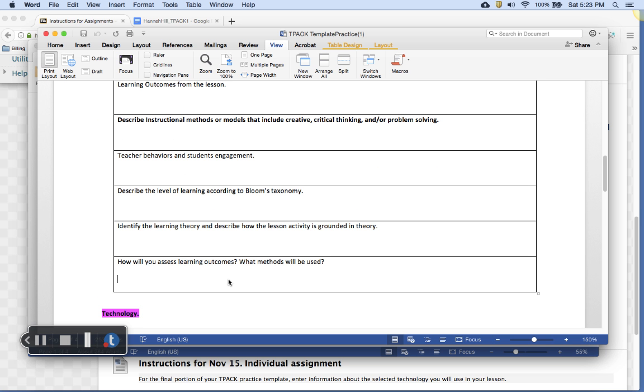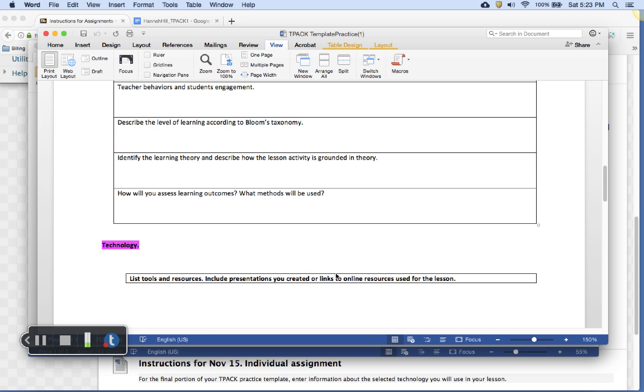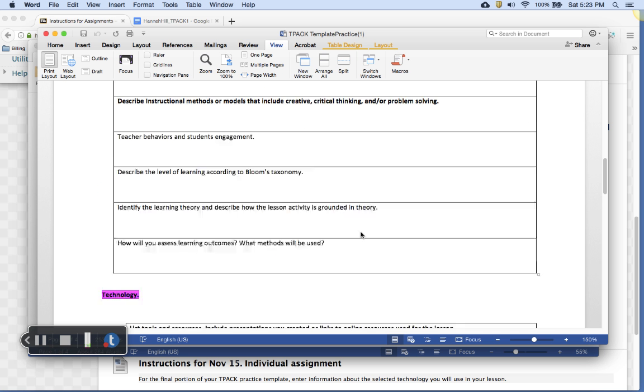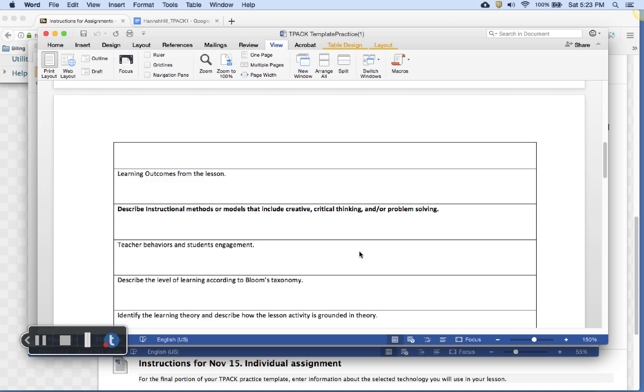Be specific. Let students know exactly what they need to do, say, write, or present so that you can evaluate their learning. The next part is technology. You may stop here for next week and you'll be graded and earn 10 points on the pedagogy section.